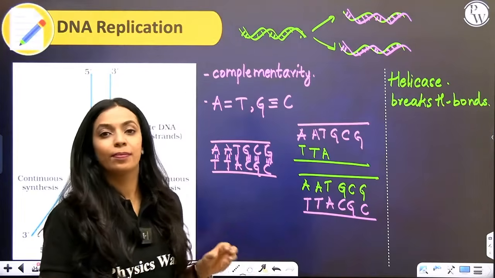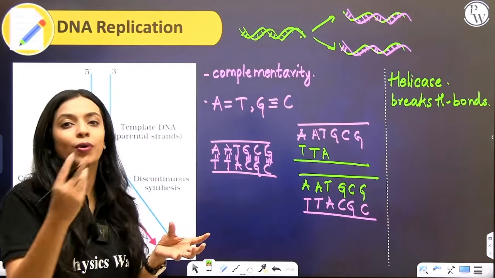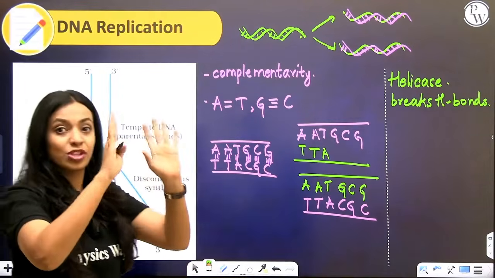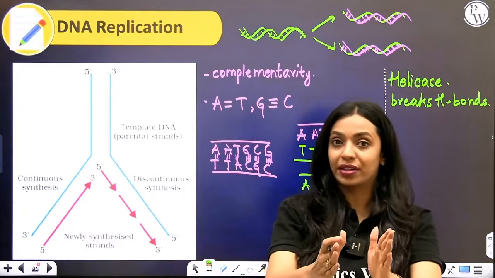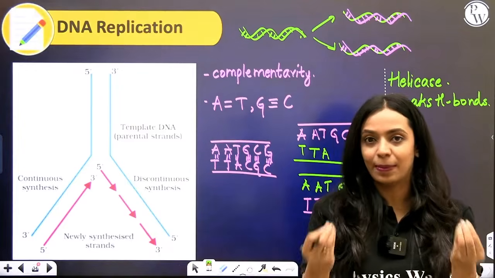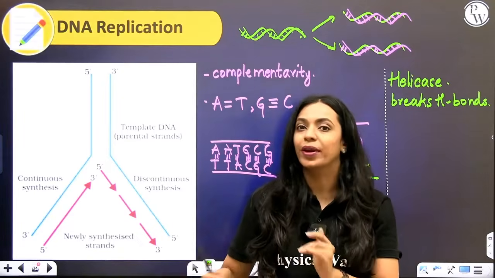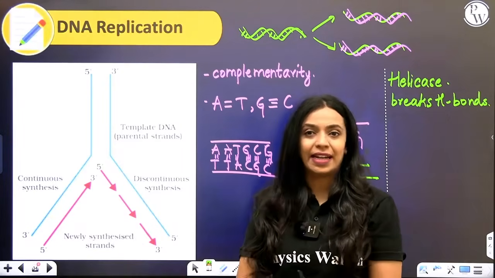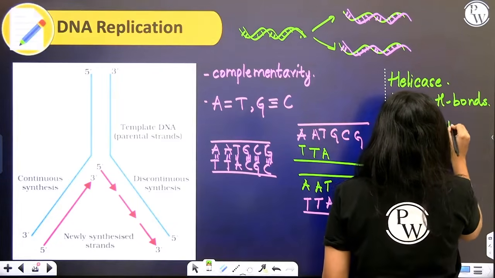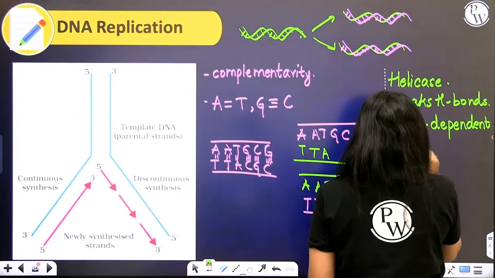What happens next? Based on the principle of complementarity, there is an enzyme that will add nucleotides complementary to the template strand. Now, what is a template strand? These two strands which are present in the parent DNA molecule, those are called the template strands. Based on the nucleotide sequence present in the template strand, complementary nucleotides are going to get added on the strand that is going to be synthesized newly. For that, we need an enzyme that is called DNA dependent DNA polymerase.